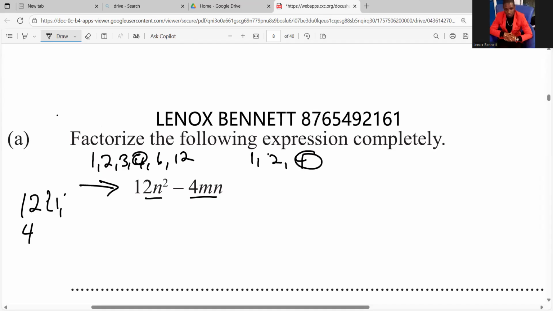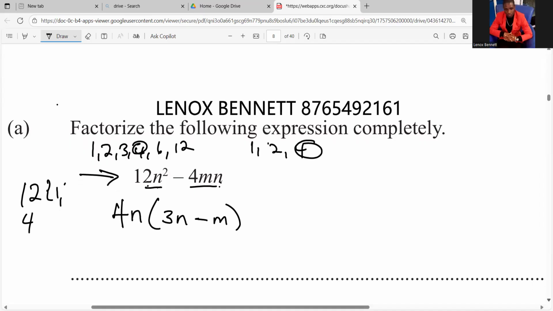So you pull out 4, and you look at what is common again. Now we have n here, n here. So n is common to both. So you take out the n, and then we divide. 12n squared divided by 4n would leave 4 into 12 is 3, n times n, so that's n. And of course, just have minus m. And I think, guys, when you multiply this, you're supposed to get back this. So 4 times 3, 12, n times n, n squared. 4 times minus m would give you the minus 4mn. It's probably worth 1 mark.